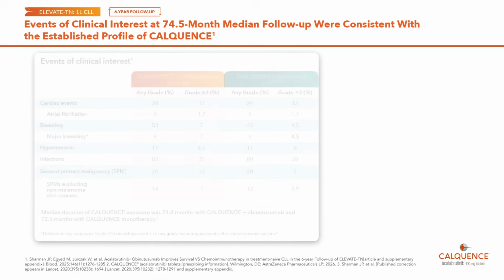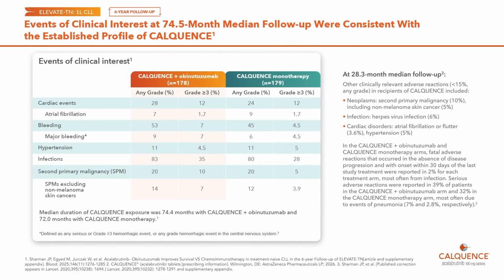Let's spend time reviewing the long-term safety data from ELEVATE-TN. Safety and tolerability results in the 6-year median follow-up were consistent with the established profile of CALQUENCE. At 74.5-month follow-up, any grade infections at 83%, bleeding at 53%, and second primary malignancies at 20% were reported in patients in the CALQUENCE plus obinutuzumab arm. Any grade infections at 80%, bleeding at 45%, and second primary malignancies at 20% were also reported in patients in the CALQUENCE monotherapy arm. There were low rates of atrial fibrillation, hypertension, and major bleeding.